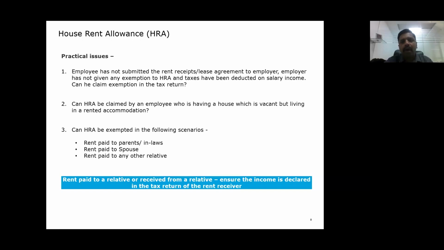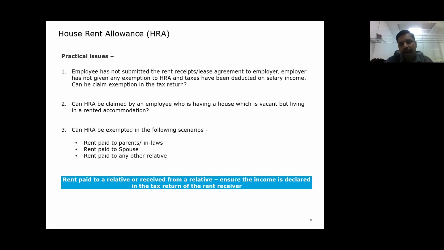However, as an employer, I would suggest that you take a declaration from the employee that though he has his own house, it is kept vacant and owing to purpose of employment only, he is living near to the workplace. So that is why he is paying the rent and he is eligible to claim HRA benefit.